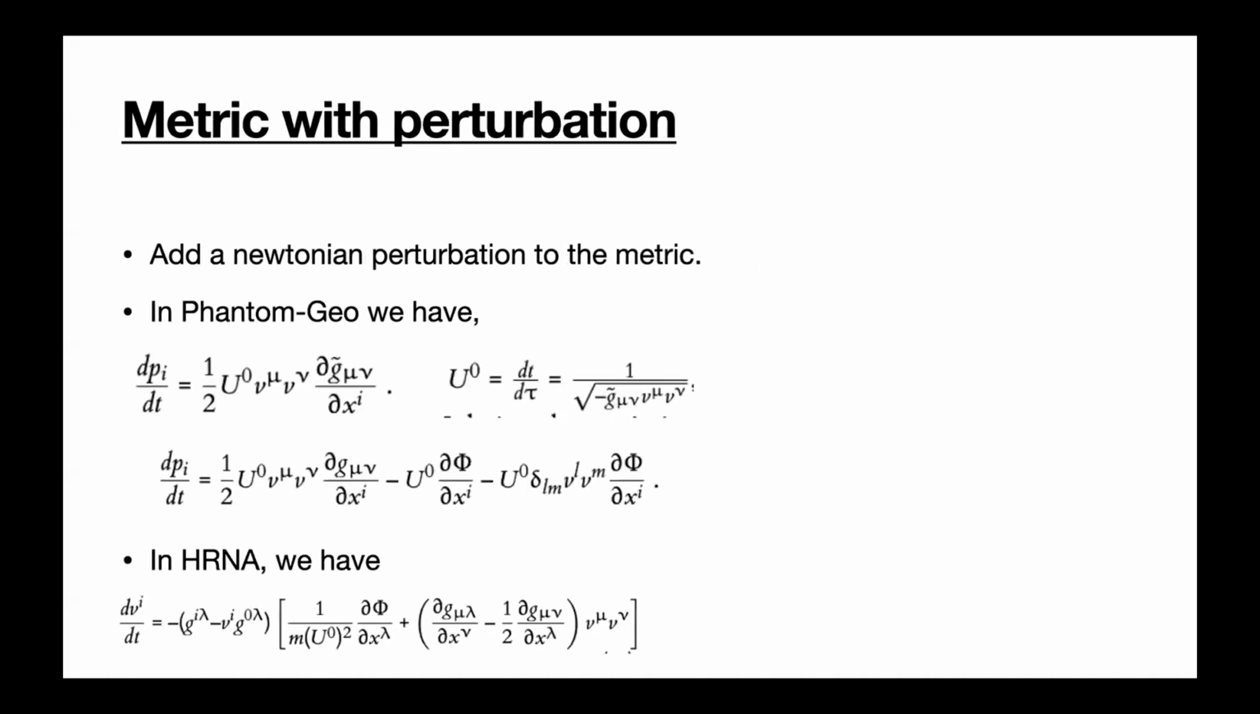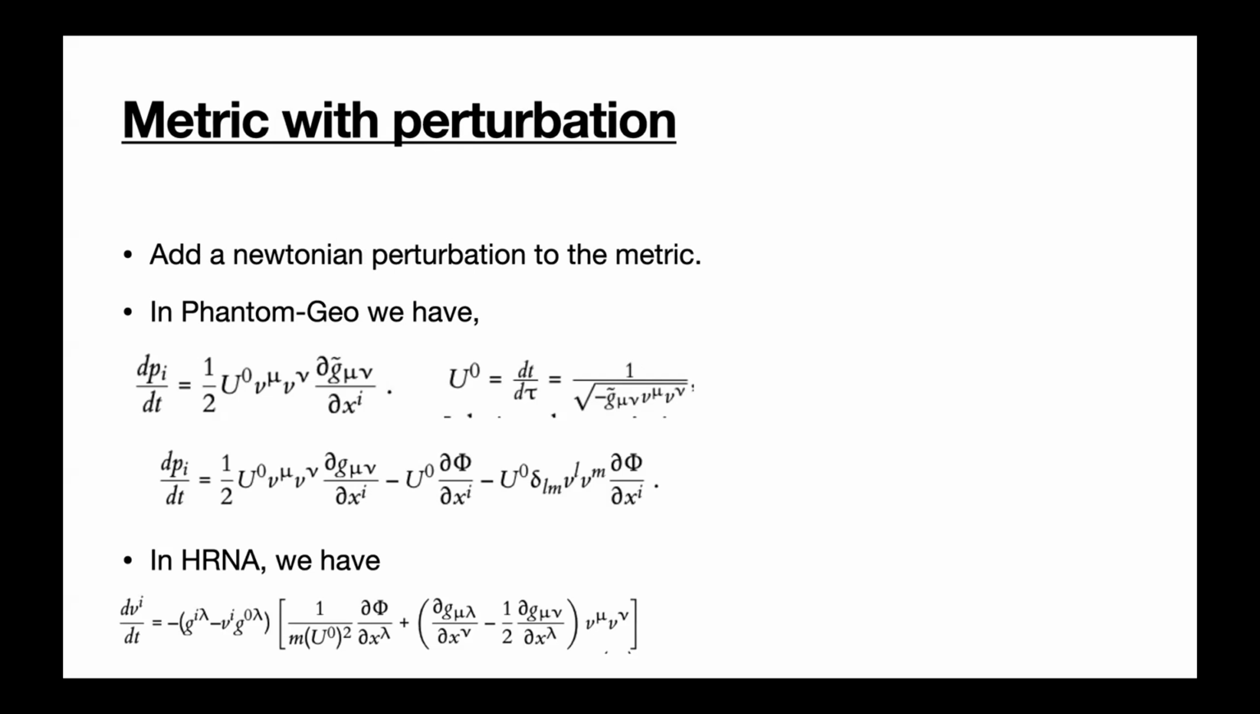The other codes we used are for the metric with a Newtonian perturbation. The Phantom Geo code basically solves this change in momentum equation. Instead of just having the metric, we also have now a perturbation term, which results in the equation having additional two terms, as you can see here. We ignore the third term because it's of the order of v squared by c squared, and we also assume that u naught is 1 for our calculation.